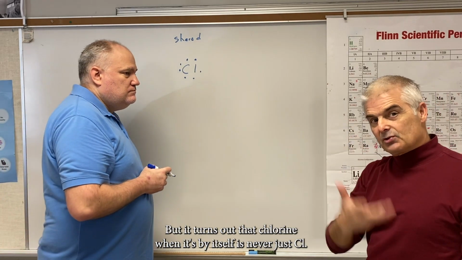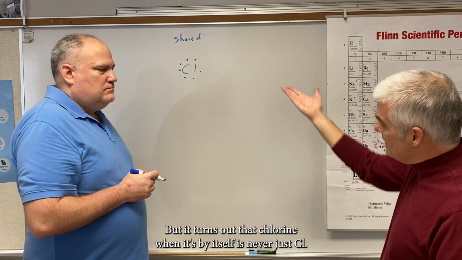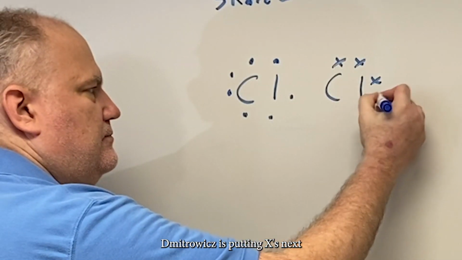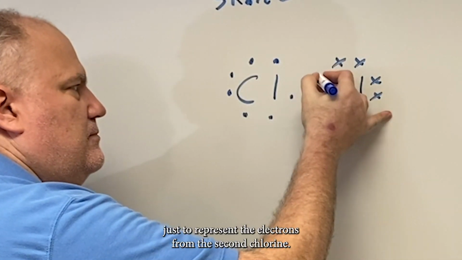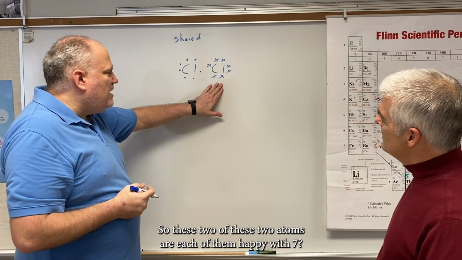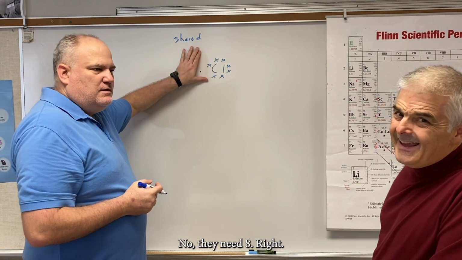But it turns out that chlorine, when it's by itself, is never just Cl. It would connect with another chlorine. Now notice that Mr. Dimitrich is putting X's next to it just to represent the electrons from the second chlorine. Now, what's going on? These two atoms, are either of them happy with 7? No, they need 8. 8's the magic number.